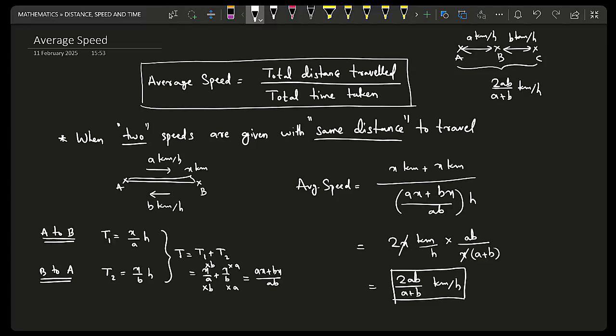Okay, sir. The same distance I called it x. In the first part of the journey, the time becomes x by a hours, and in the second part of the journey, the time becomes x by b hours. By adding them, I got ax plus bx by ab. So I got the total time. Total distance is very easy. Both the distances are the same, so x kilometers plus x kilometers is going to be 2x. So just divide 2x by the required expression. x gets cancelled and you get 2ab by a plus b. That is the shortcut.